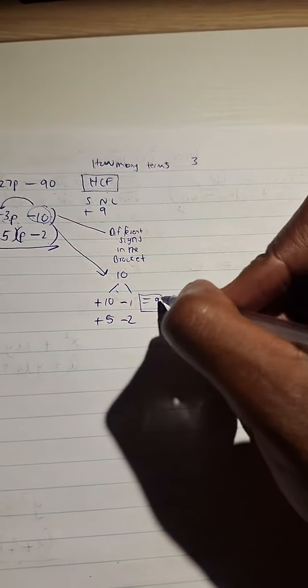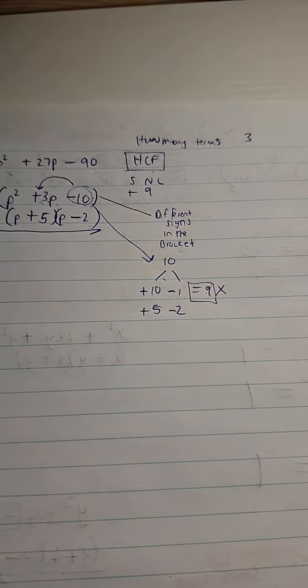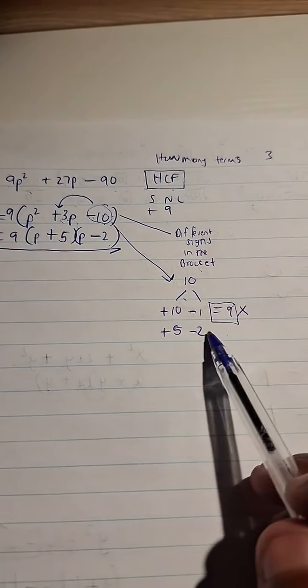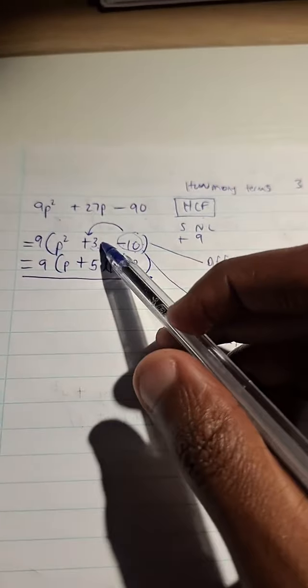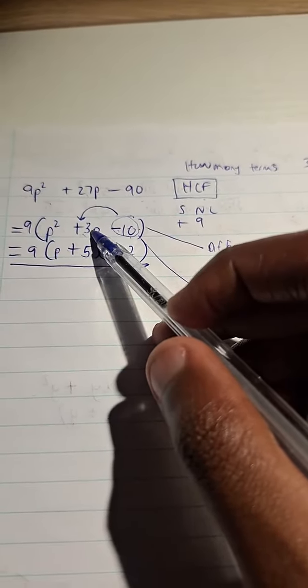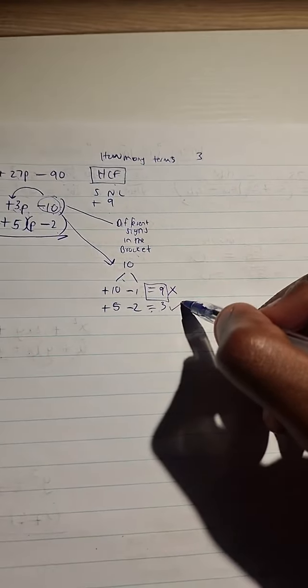This one is not going to work. We don't even think about it. 5 minus 2 gives you 3. The addition of these two gives you the coefficient of the middle term. So that means this one will work.